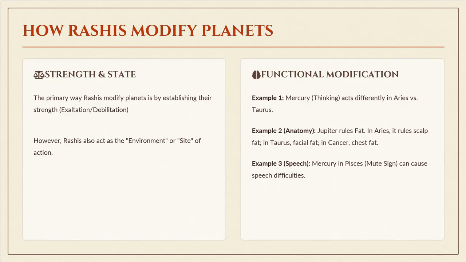Another example, Mercury in Pisces. Mercury also represents speech, and Pisces is a mute sign, so Mercury in Pisces may cause speech difficulties. So this is how planets and Rashis interact. These are just examples, and you should not take them verbatim, as if this Rashi means this is going to happen. No, there are other factors also, but this factor may play a role. It may add a flavor.